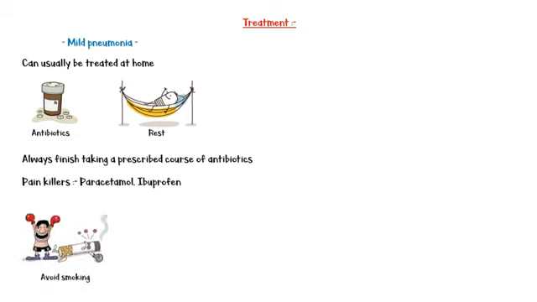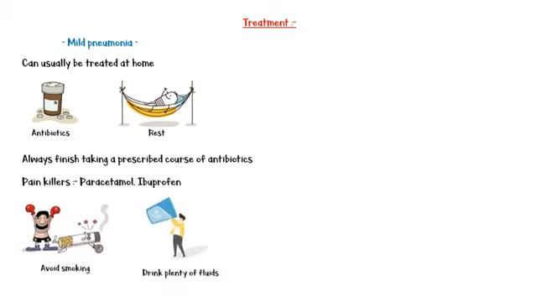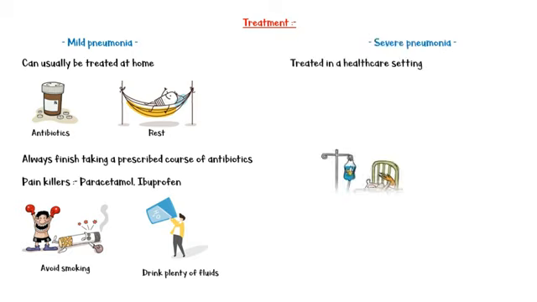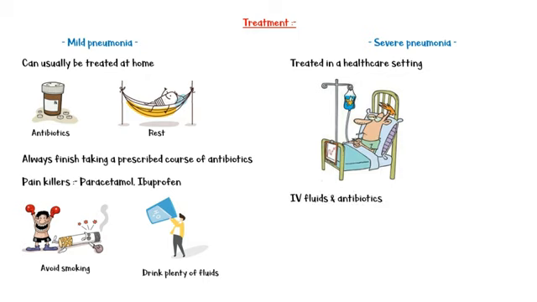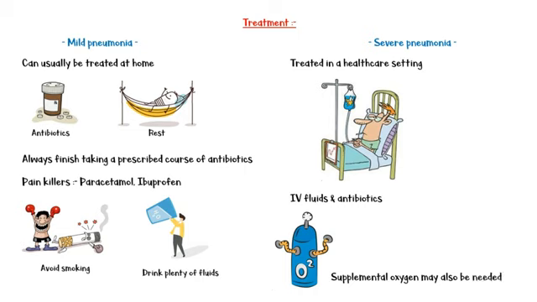Patients are also advised to avoid smoking and drink plenty of water to keep hydrated. By contrast, severe pneumonia is treated in a healthcare setting with intravenous fluid and antibiotics and appropriate supportive care. Supplemental oxygen may also be needed in some cases.